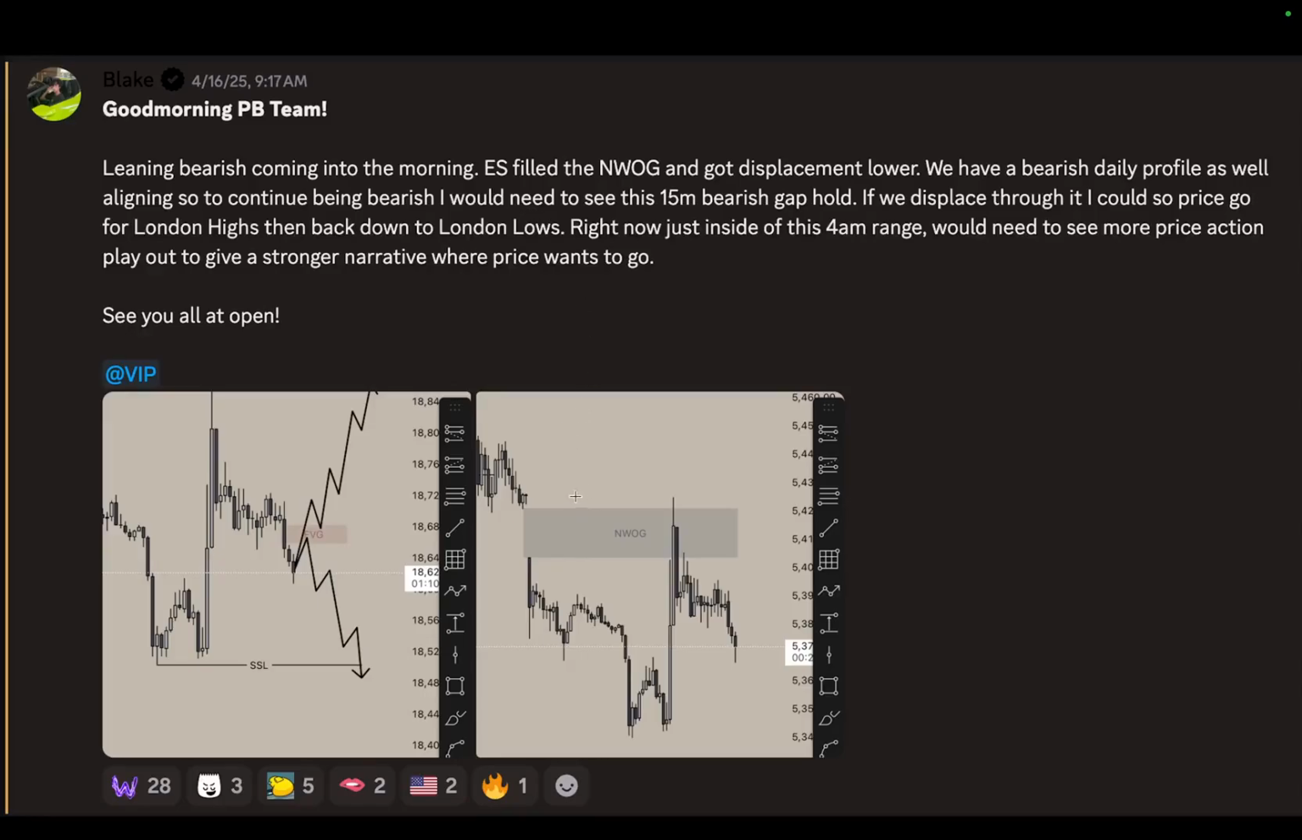Okay, so a lot of stuff just happened here, right? So ES filled this NWOG. We got that displacement lower. Bearish daily profile. So to continue being bearish, I would need to see this bearish gap hold, right? Now, if I want to be bullish here, right?